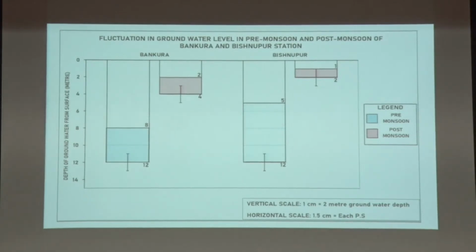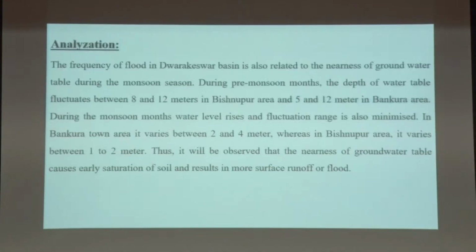Next, we tried to find out the fluctuation in groundwater level in pre-monsoon and post-monsoon in the case of Bankura and Bishnupur. Here we can see that in the pre-monsoon, the groundwater level fluctuates between 5 to 12 meters in Bishnupur and 8 to 12 meters in Bankura. After the monsoon season, the groundwater level comes to 1 to 2 meters in Bishnupur and 2 to 4 meters in Bankura. That means after the monsoon season, the water level comes towards the surface and it saturates the soil, which indicates more surface runoff and creates flood conditions.